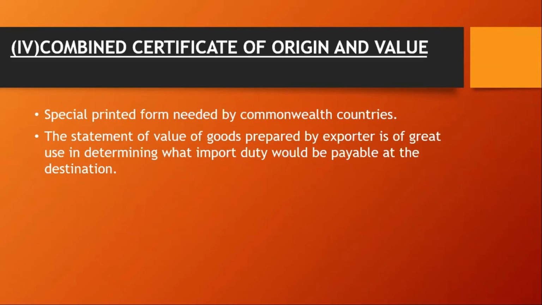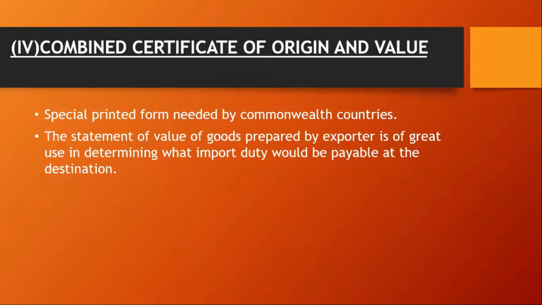Coming on to the next form of commercial invoice, we now have combined certificate of origin and value. As the name suggests, it is a statement of value of goods made by the exporter in exporting the goods. This certificate is used to determine what import duty should be payable by the importer at his destination. It is a special printed form needed by the Commonwealth countries.